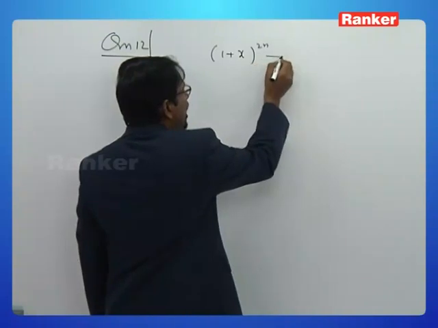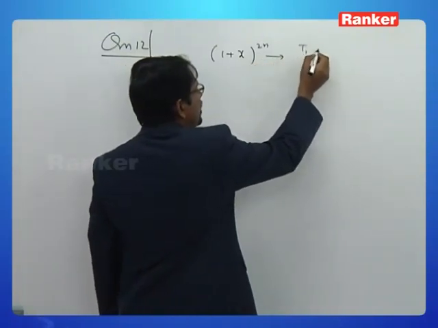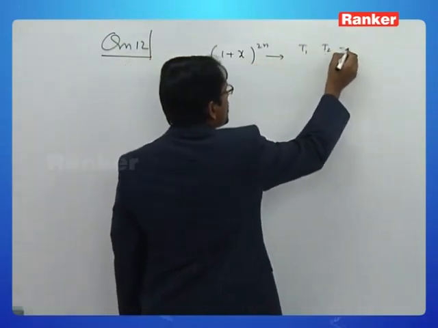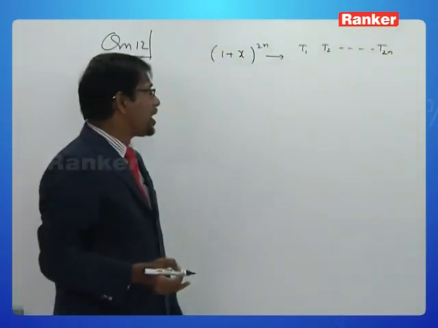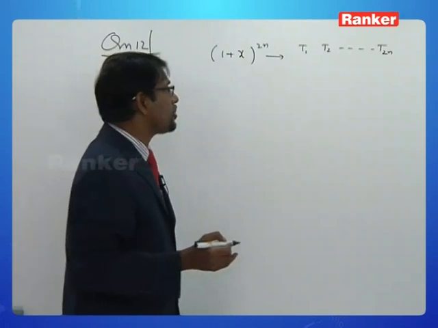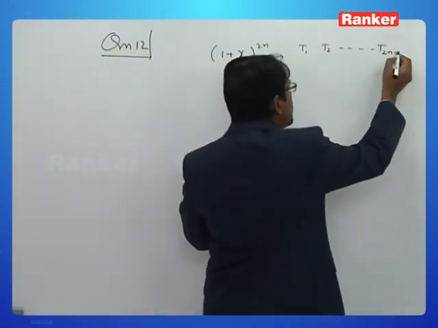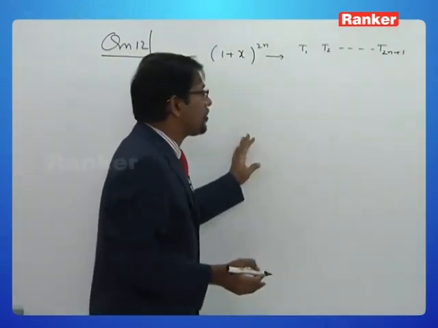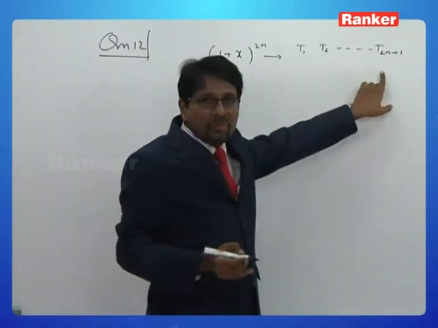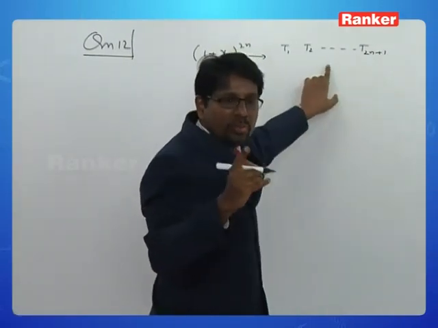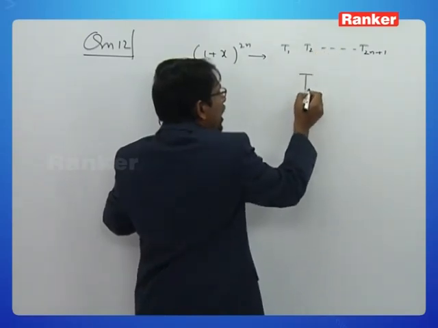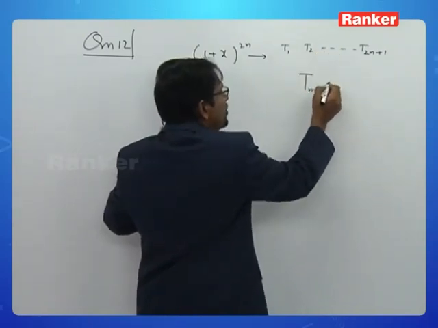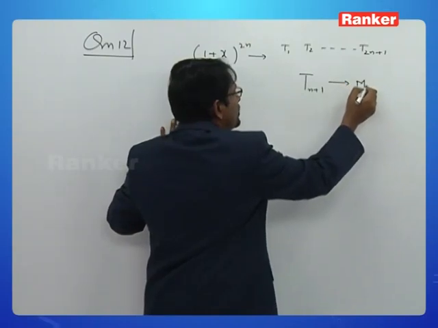How many terms does it have? It has 2n plus 1 terms. In a binomial expansion of (x+a) to the power n, we know that there are n plus 1 terms. So, there will be 2n plus 1 terms here. When you have an odd number of terms, you have a unique middle term. So, what is the unique middle term here? T(n+1) will be the middle term.